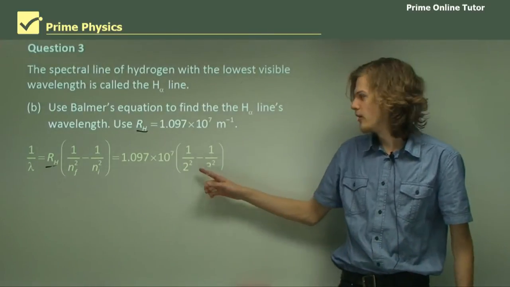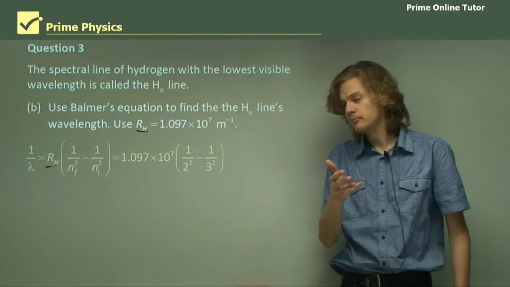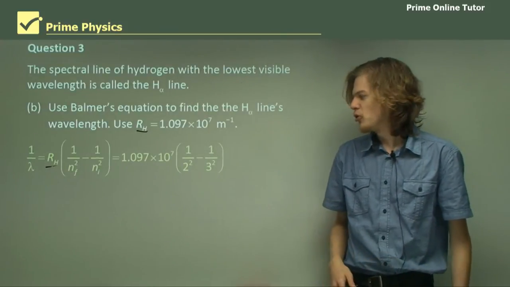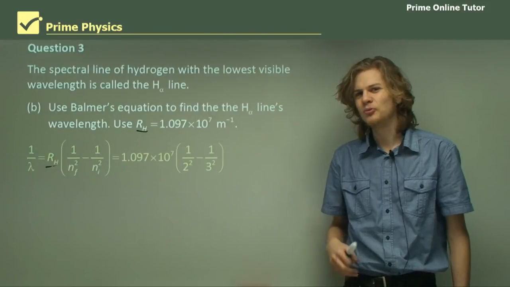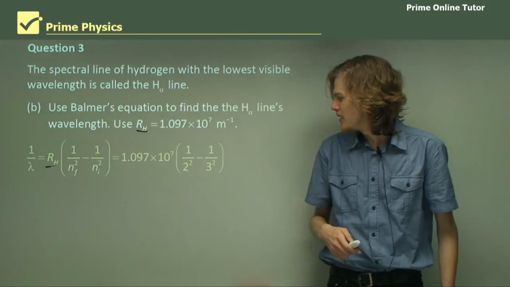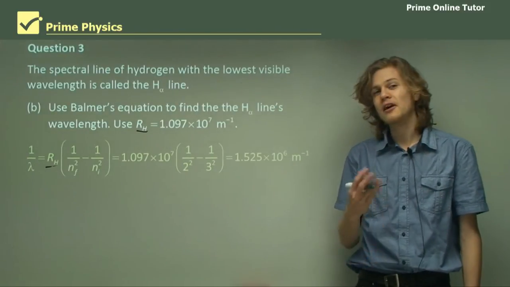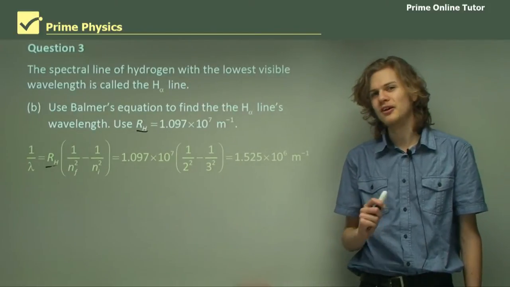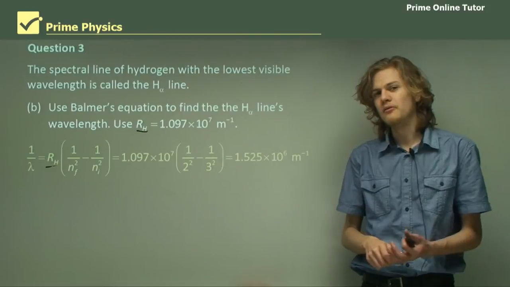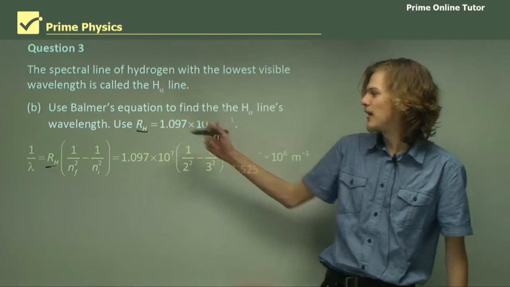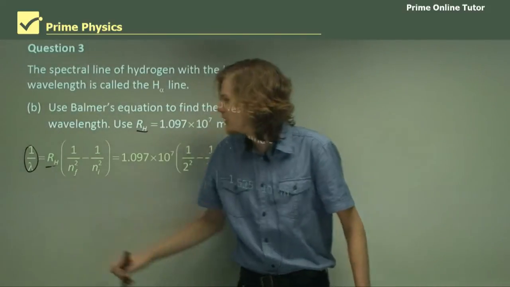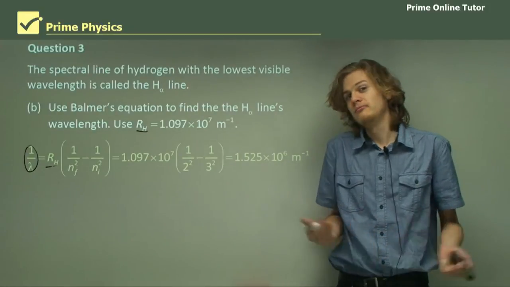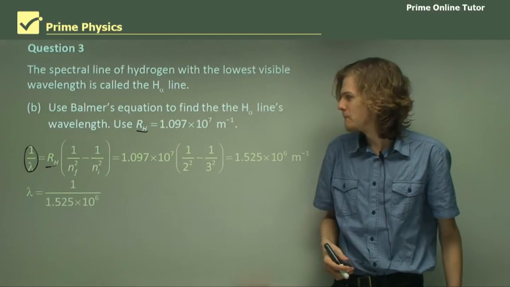And so now we have 1 over 2 squared, which is a quarter, and 1 over 3 squared, which is a ninth. So I hope you remembered how to add and multiply and subtract fractions and so on. So we should end up with something like this: 1.525 times 10 to the 6 per meter. Now remember, the expression that we get here is in fact 1 over lambda and not lambda. So how do we find lambda? Easy, we flip it upside down.